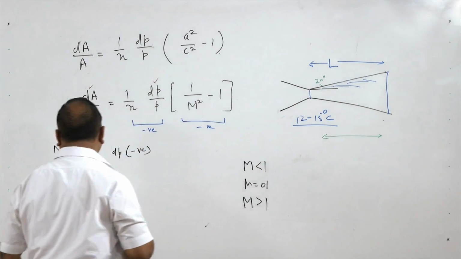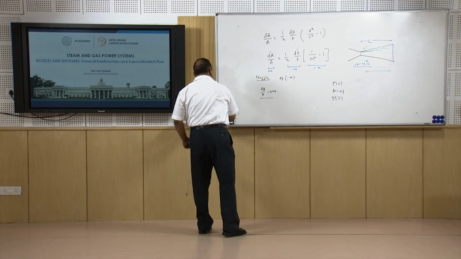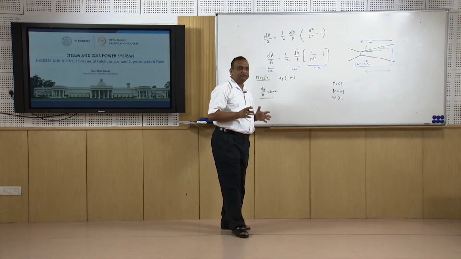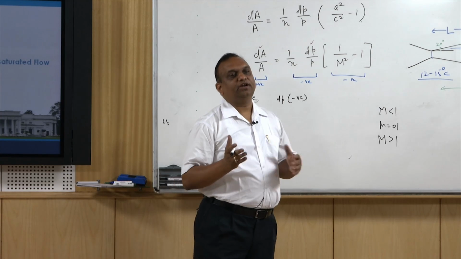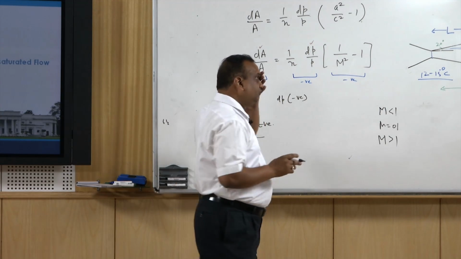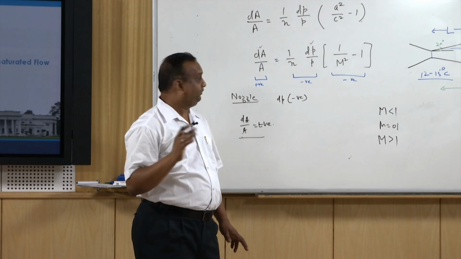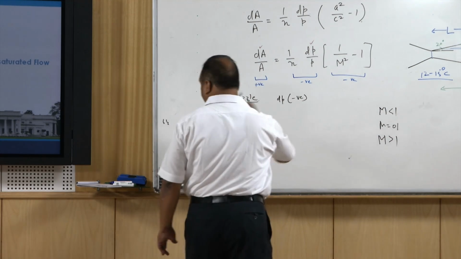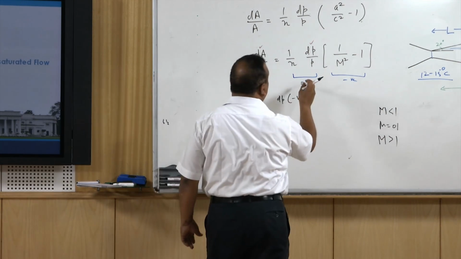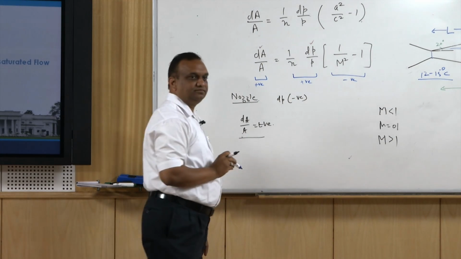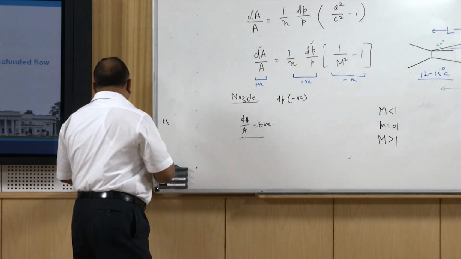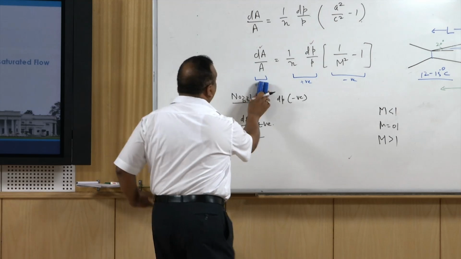Now let us take the case of diffusers. In diffusers, the kinetic energy is converted into pressure energy, right? So velocity is reduced and the pressure is increased. So in diffusers, this dP is positive, right? Now dP is positive. Let us take the case of the diffusers.